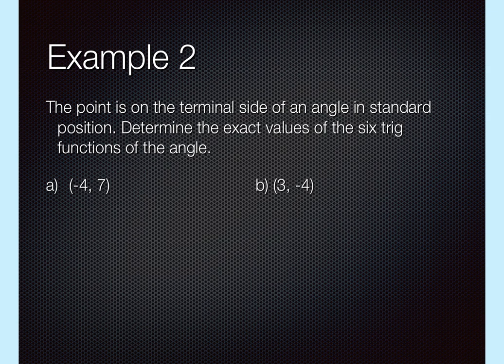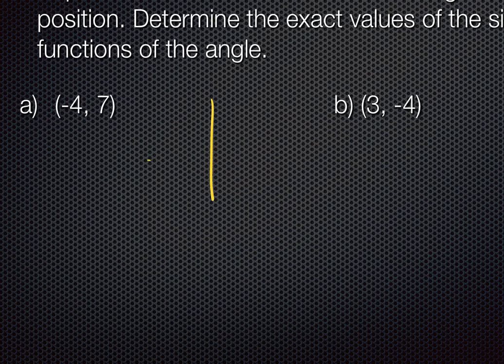All right, example 2 just takes it one step further because it doesn't give you the diagram yet. The point is on the terminal side of the angle in standard position. Determine the exact values of the 6 trig functions. So if I have a coordinate point at -4, 7, that means I'm moving left 4, I'm moving up 7. So my theta goes there.